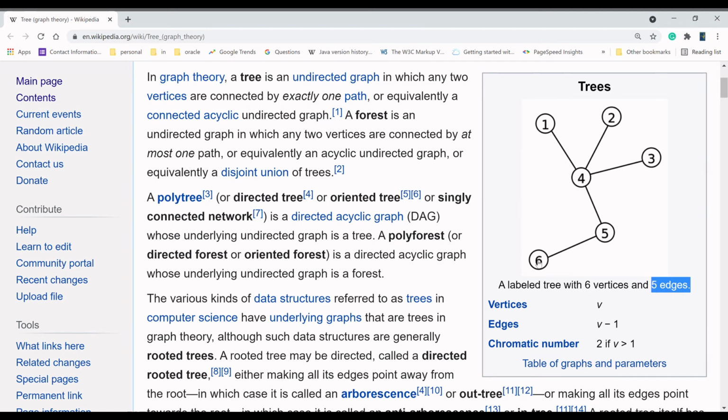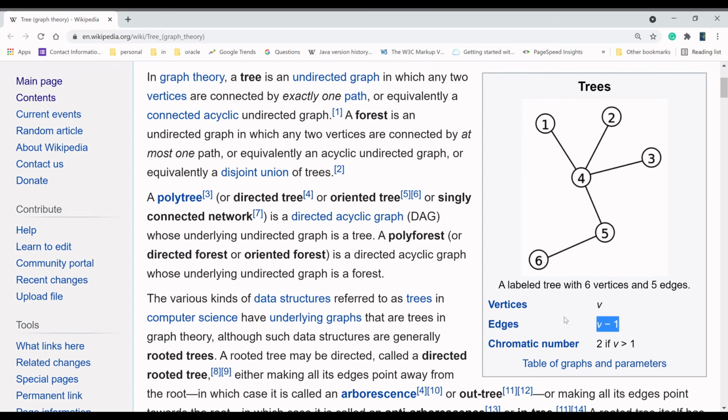Vertices means 1, 2, 3, 4, 5, 6. Edges are the connections: 1 and 4, 2 and 4, 3 and 4, 4 and 5, and 5 and 6. So these are the vertices and these are the edges. Now you have an understanding. The circle is a vertex, and the line connecting the vertices is an edge. If a tree has v vertices, the number of edges will be v minus 1.